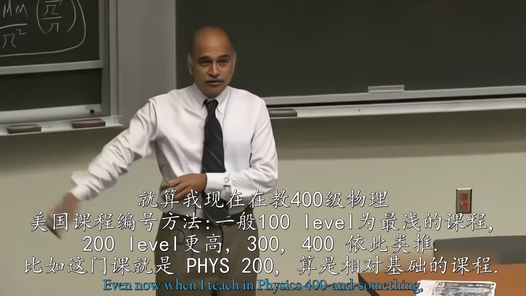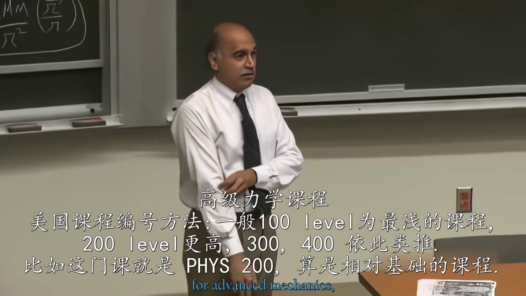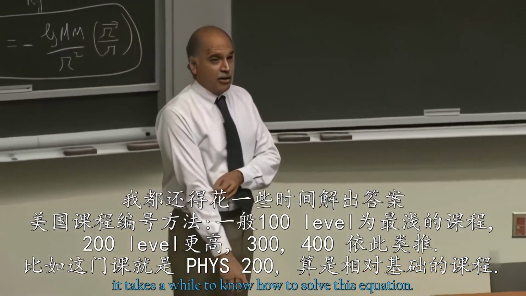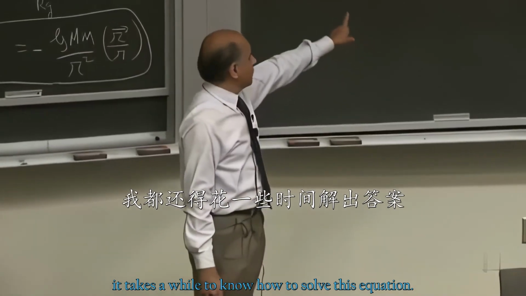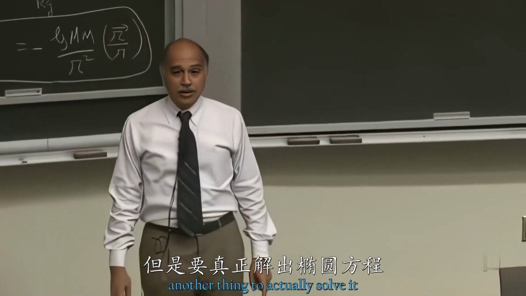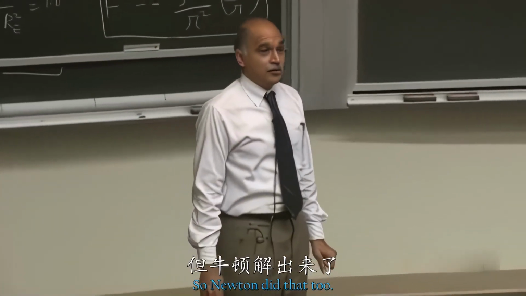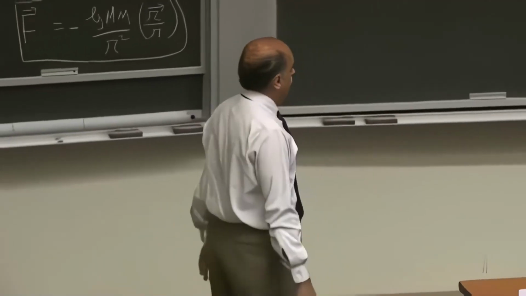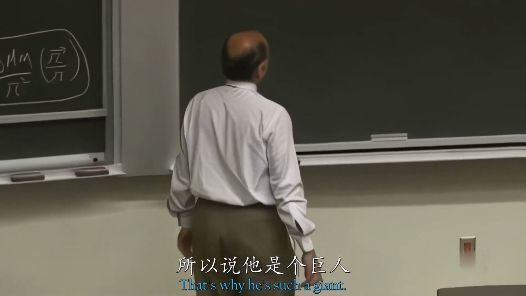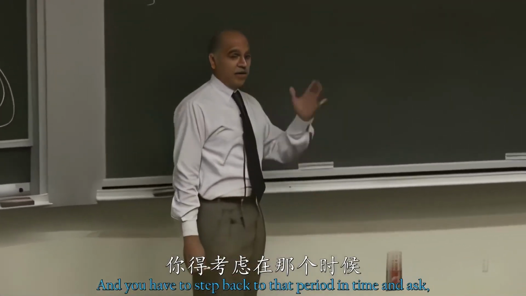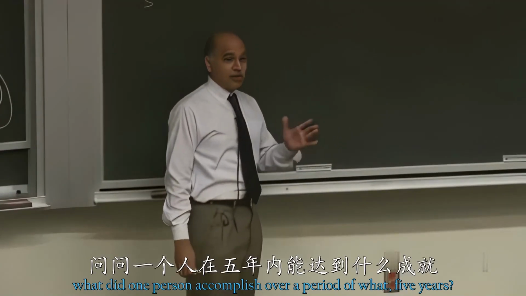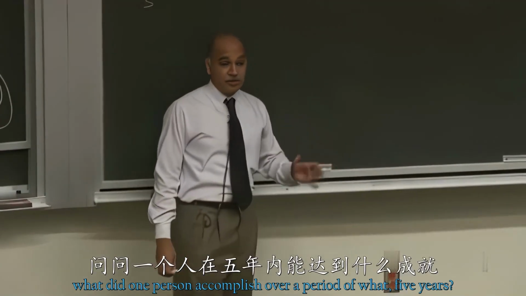Even now, when I teach it in physics 400 and something for advanced mechanics, it takes a while to know how to solve this equation. It's one thing to write it down, another thing to actually solve it and get the ellipse out of it. So Newton did that too. So it's really amazing. That's why he's such a giant. I mean, you have to step back to that period in time and ask, what did one person accomplish over a period of about 5 years?